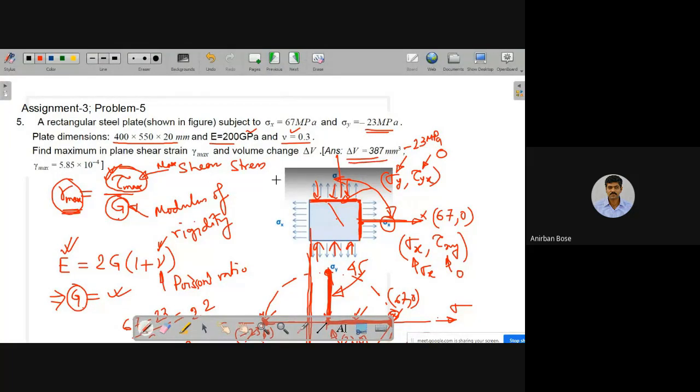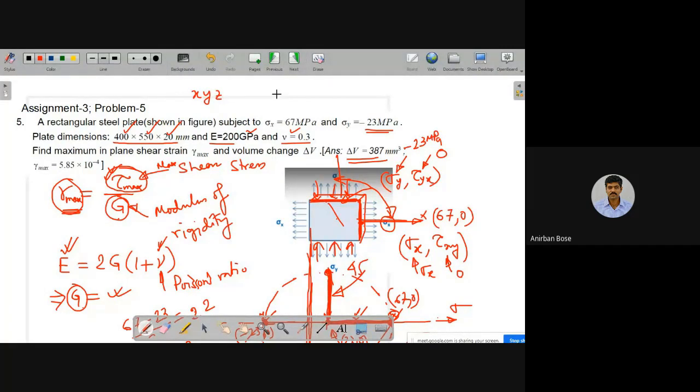How much will be the volume change of that particular plate because of this kind of stresses which is applied? So what will be the volume change? To find out the volume change, let us consider the initial dimensions. You know these x, y, and z. So what is the initial volume? x, y, z.